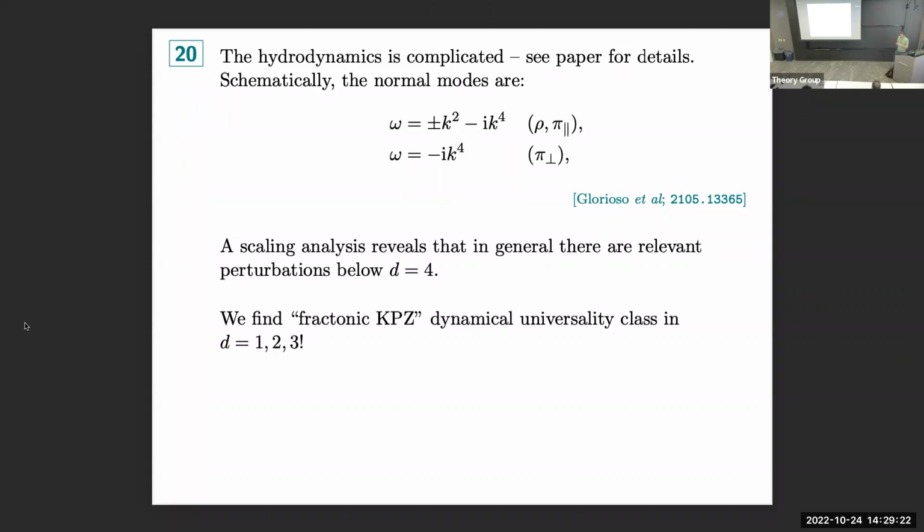You can again do a scaling analysis and ask when there are relevant perturbations to hydrodynamics as an EFT. And you find that below 4 spatial dimensions, there are relevant perturbations. It's actually the same kind of perturbation that we saw before. And so there will be a sort of fracton-inspired generalization of this KPZ universality class in 1, 2, and 3 spatial dimensions.